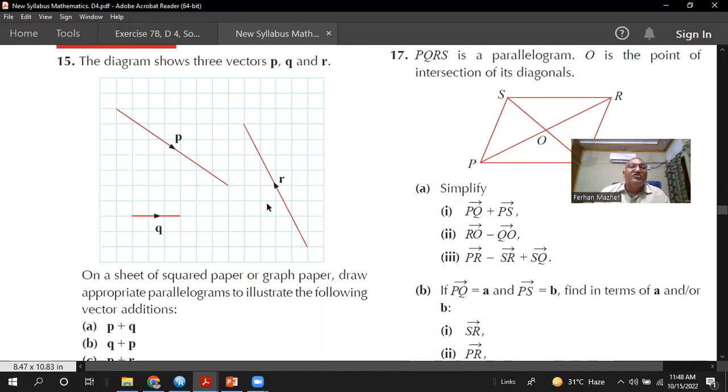The diagram shows three vectors P, Q, and R. So I will note down their column vectors, so that making them again and again becomes easy. So it's 1, 2, 3, 4, 5, 6, 7, 7 to the right. And on the y-axis, 1, 2, 3, 4, 5, minus 5, we went down.